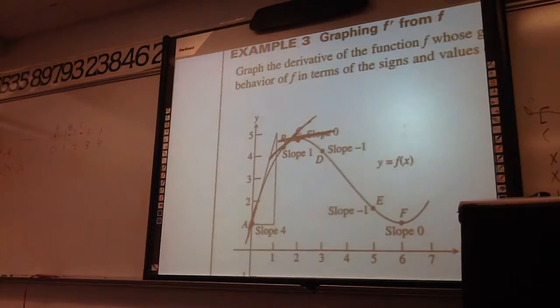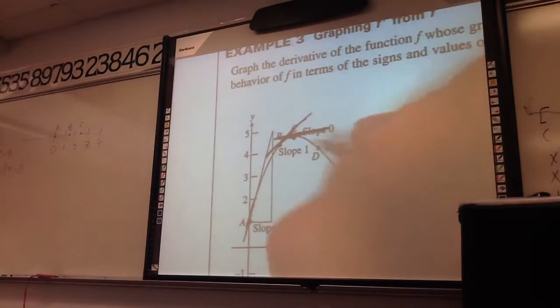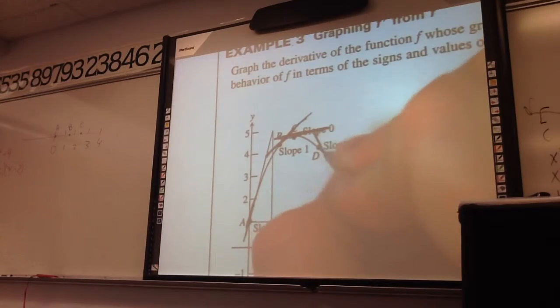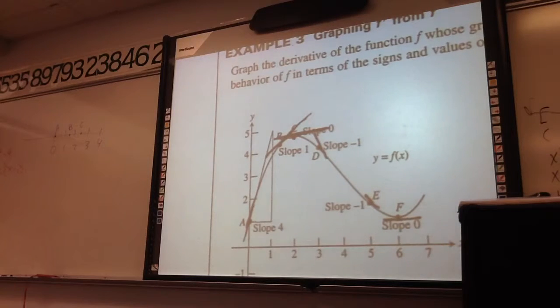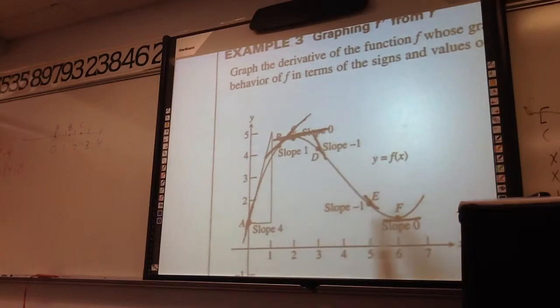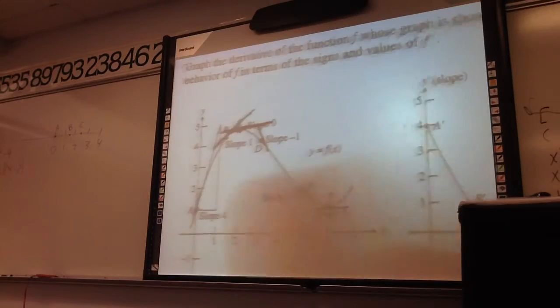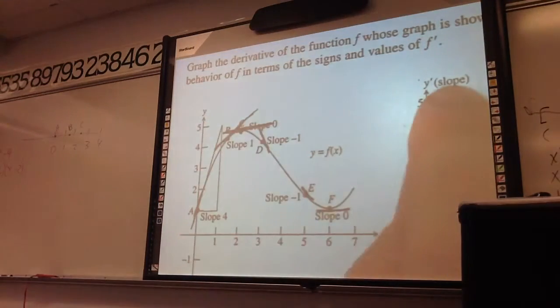So then we got the slope is -1. The slope's still -1. The slope back to 0, right? So those are just key points that they've labeled. Here's the graph of the derivative of this, right? This is y. This would be y prime.